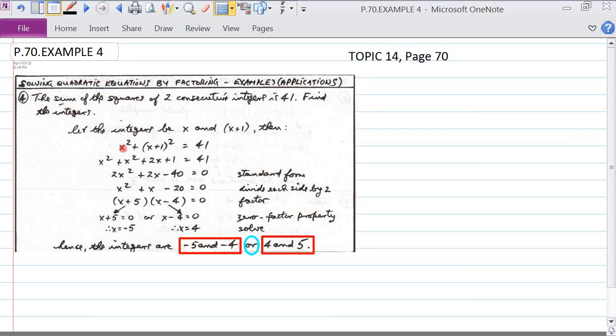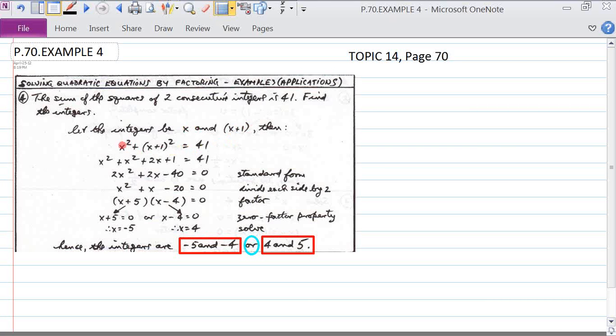So we're told here the sum of the squares of two consecutive integers is 41. So the first one is x, and we square it. The next one is x plus 1, and we square it. We're told that this sum is 41. Let's go over that again. The sum of the squares of two consecutive integers. So we let the integers be x, and the next one is x plus 1. Then we square the x, and we square the x plus 1.